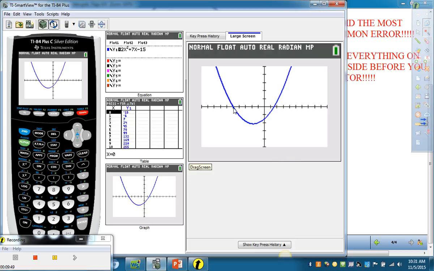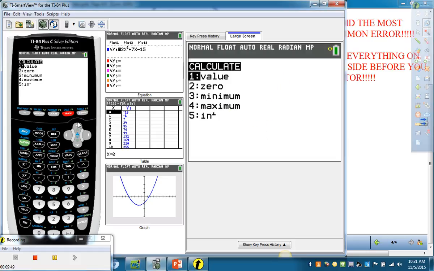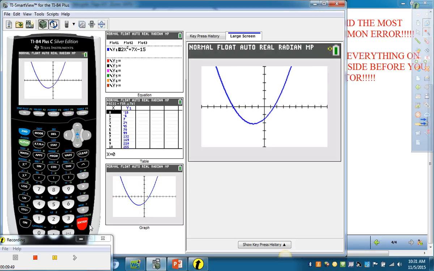All right, so to find your x-intercept, you want to do second trace, which is calculate, and notice number 2 is finding a zero. X-intercepts are called zeros. So we want to choose number 2. All right, then you do your cursor. Everybody, put your calculators down and watch me first. Put them down on the table.